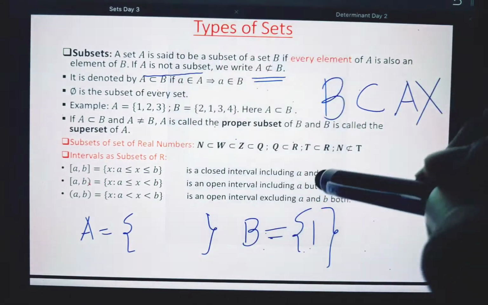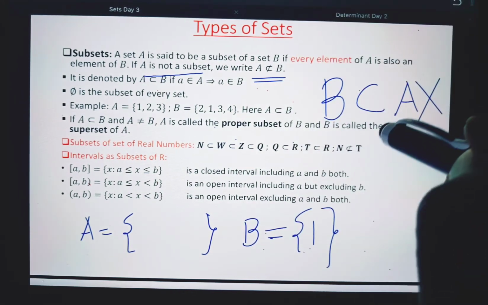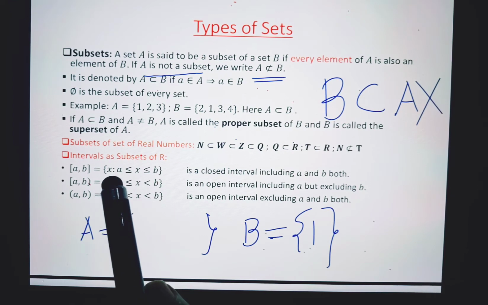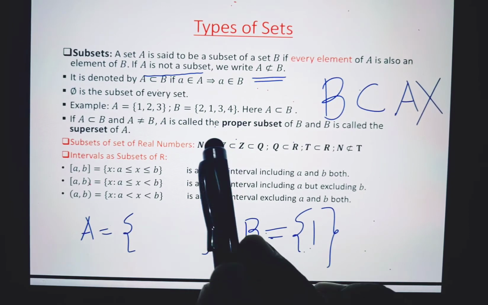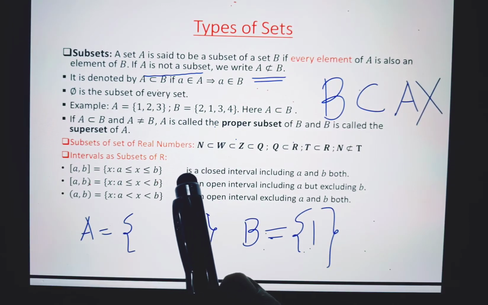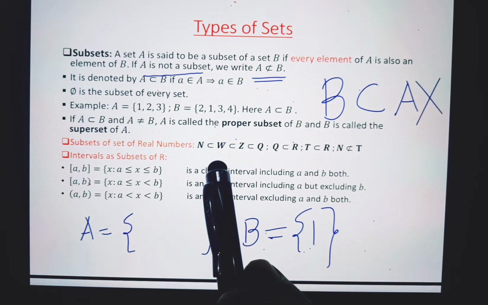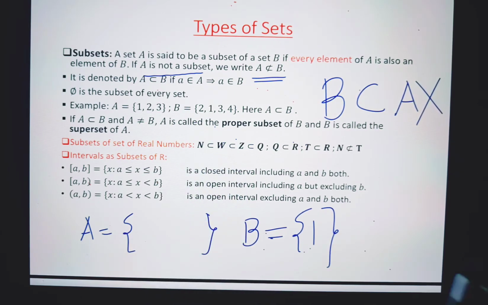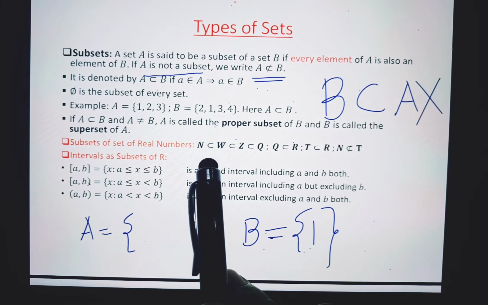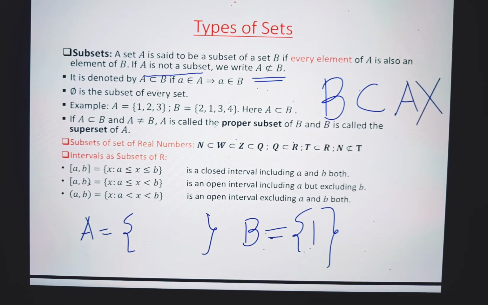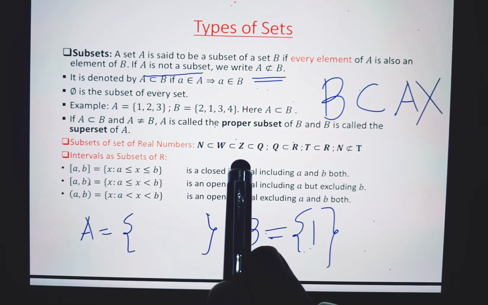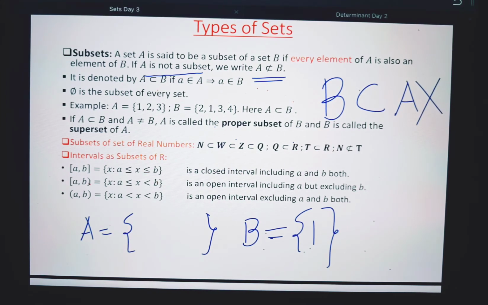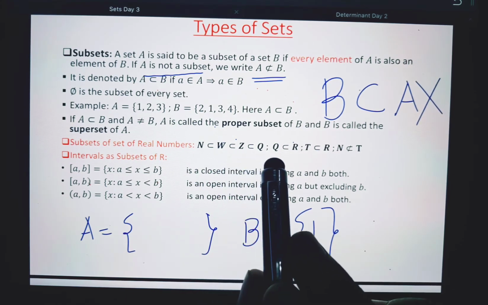Okay, now let's move on to the next one. It says subset of the set of real numbers. Now what is the subset of the set of real numbers? You see here, N is for natural numbers. Natural numbers are a subset of whole numbers. Am I clear? Because natural numbers start from 1, 2, 3, 4, 5, 6 and go on like that, and whole numbers start from 0, 1, 2, 3, 4, 5, 6. So natural numbers are a subset of whole numbers. Now whole numbers are a subset of integers. Integers means what? It's from minus infinity to minus 2, minus 1, 0, 1, 2, 3, 4 like that.